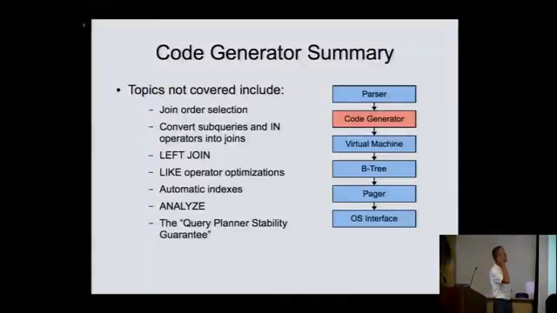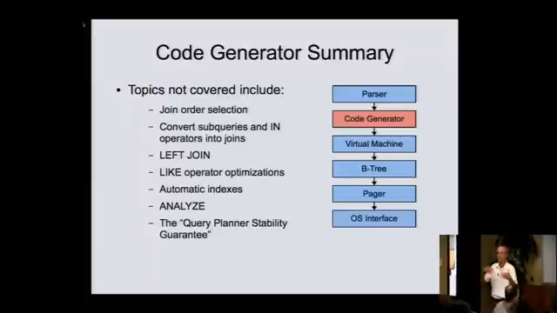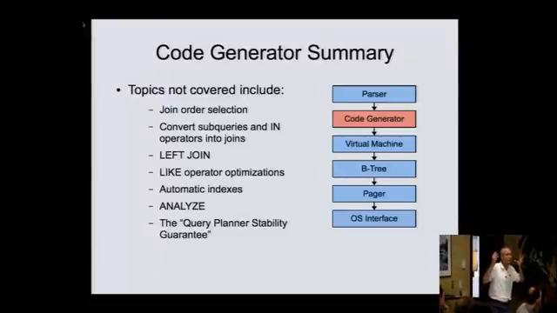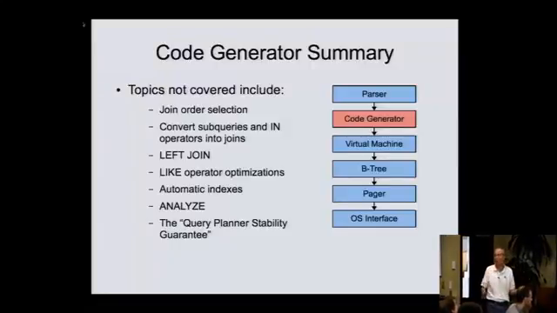So, code generator, we didn't talk about join order selection. I also skipped some slides. There's a lot of other cool things in here. The query planner stability guarantee. This is an important part of an embedded database, is that there's all these different algorithms that it can choose, but in a commercial database, in a data center, you want it to adjust its algorithms as the data changes to select the best algorithm for the current state of the data.